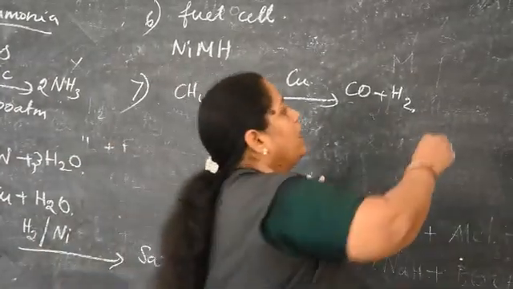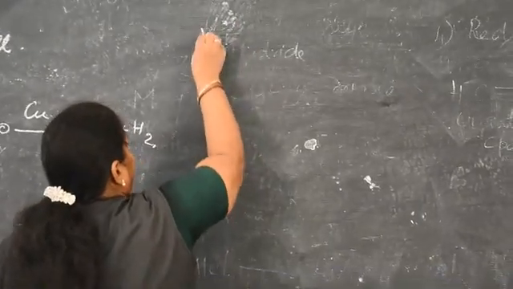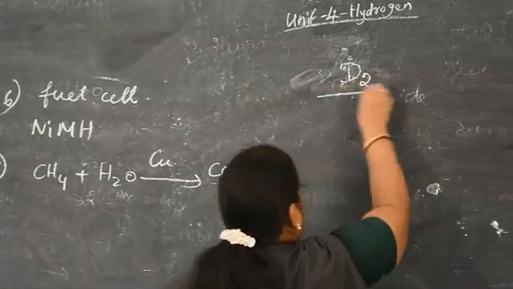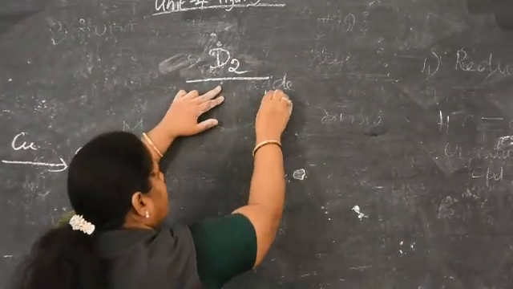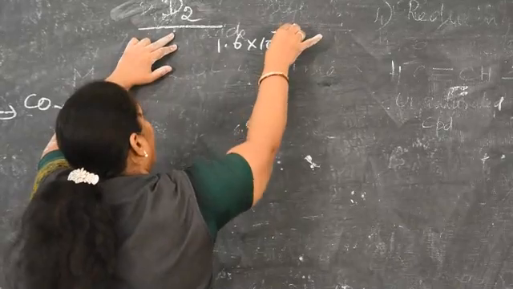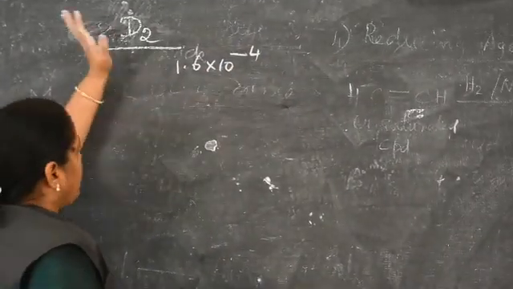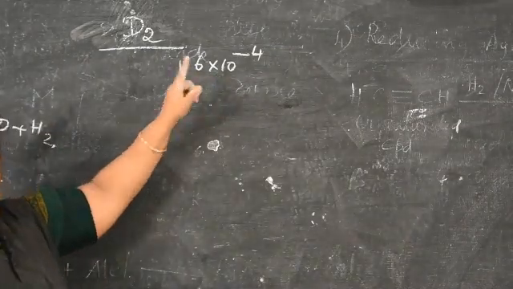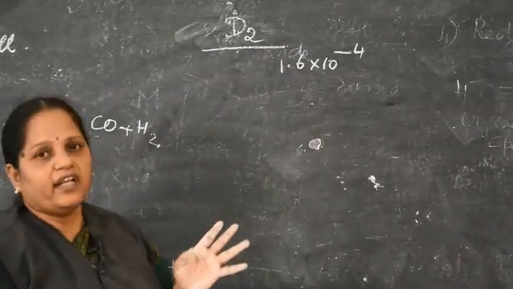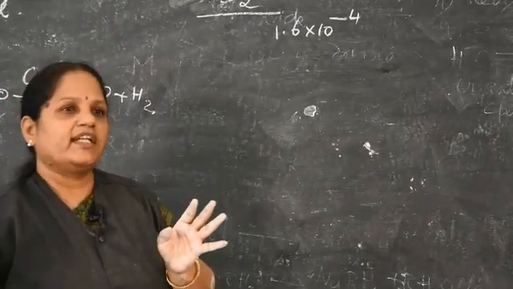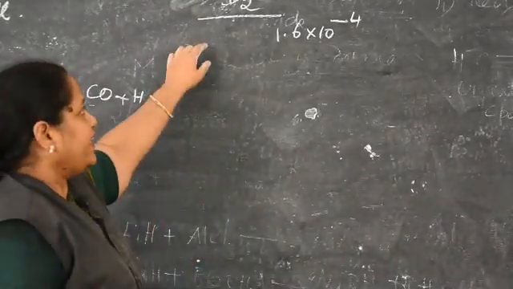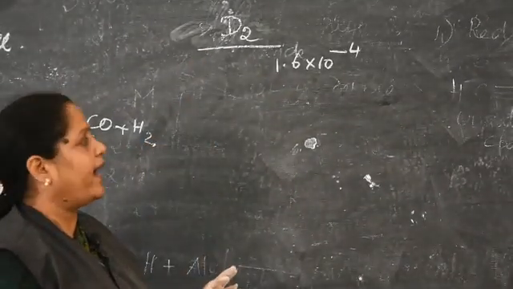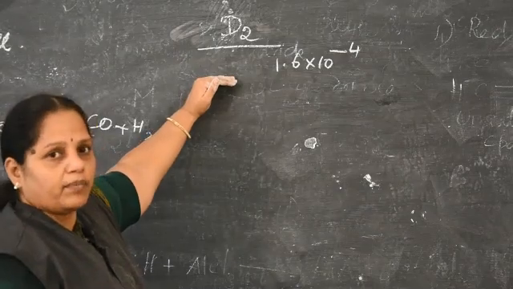We know that normal water contains 1.6 into 10 power 4 percentage of heavy water. This is one more question. During electrolysis of ordinary water, we get which one? Hydrogen and oxygen. Like that, deuterium is also prepared by electrolysis of heavy water. But heavy water is present in normal water.